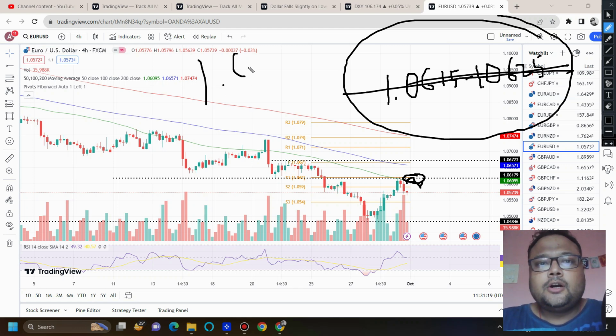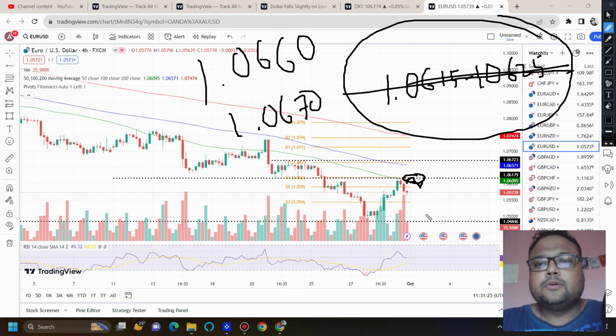Then your selling opportunity will be around 1.0660 to 1.0670. You can see here around 1.0660, 1.0670 we have the previous resistance as well as the 100 moving average. So if we combine both factors here, we have sellers around this area also.